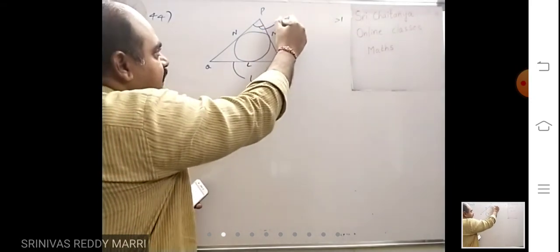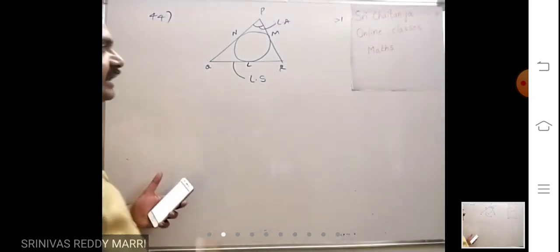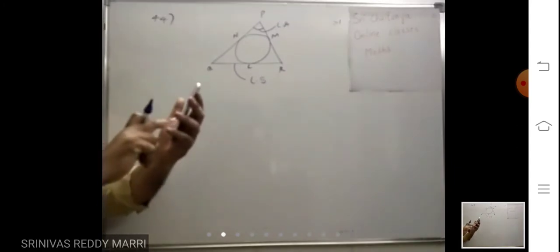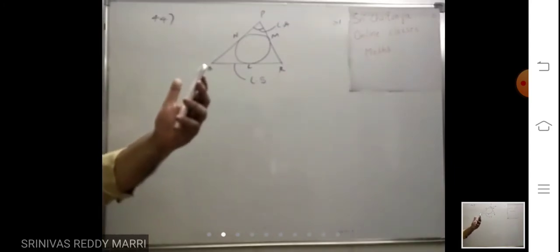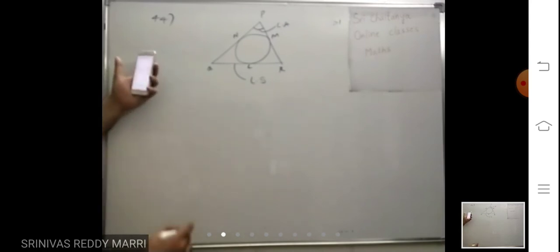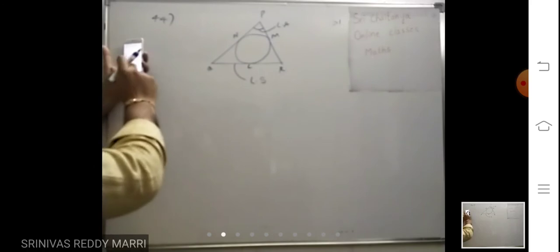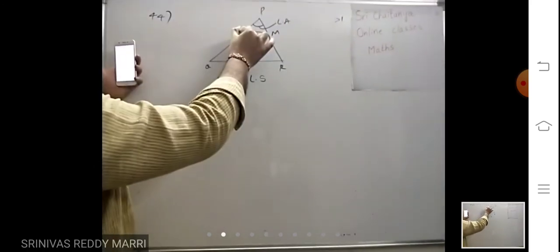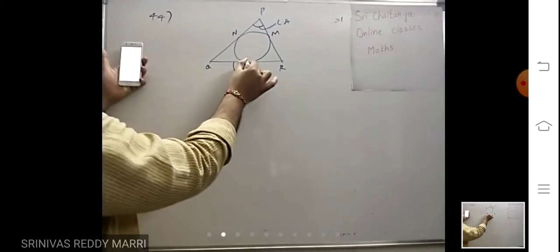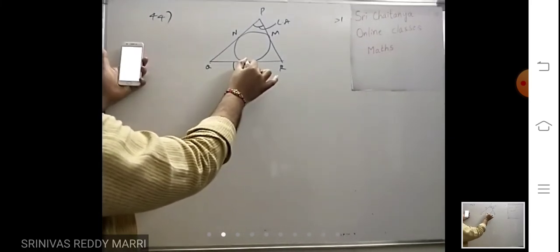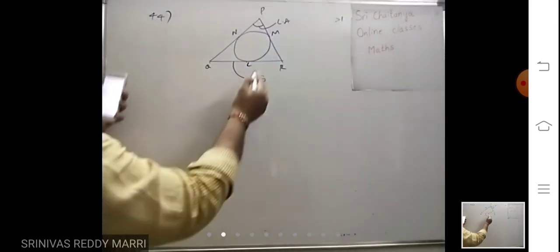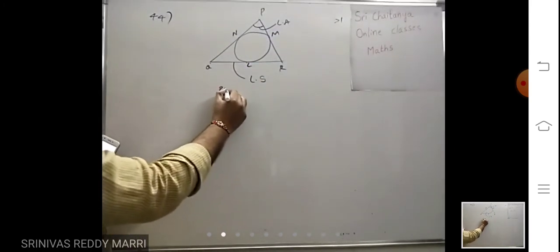This is the largest angle. That means this is the largest side. Such that the lengths PN, QL, RM are consecutive even integers. Look at the lengths: this length PN, this length QL, and this length RM. Now, consecutive even integers.